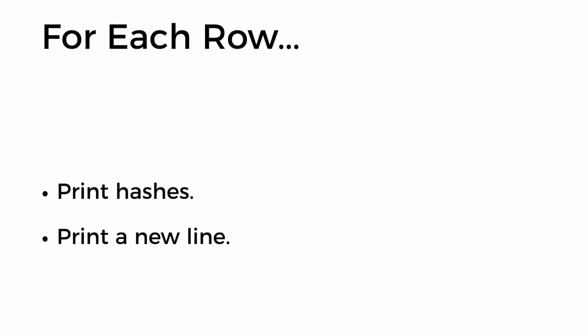What change does this require inside of your Mario.c program? Well, right now, for every row, you're printing out some number of hashes, and then you're printing out a new line. What you'll need to change here is that before you print out those hashes, you'll need to print out the appropriate number of dots.